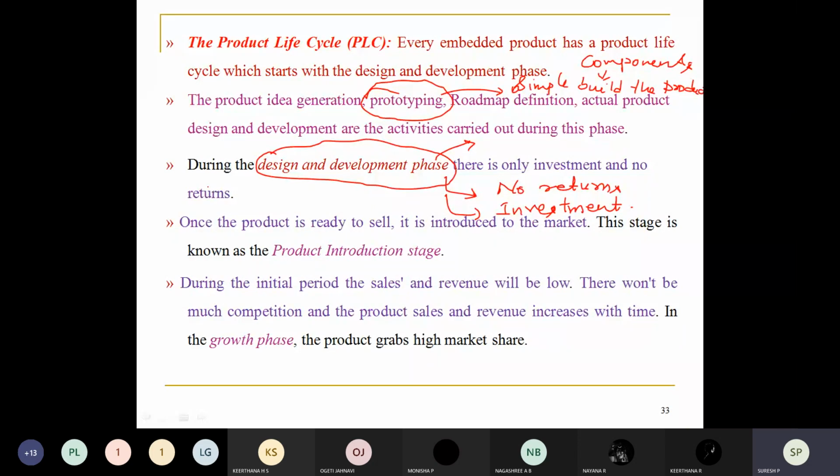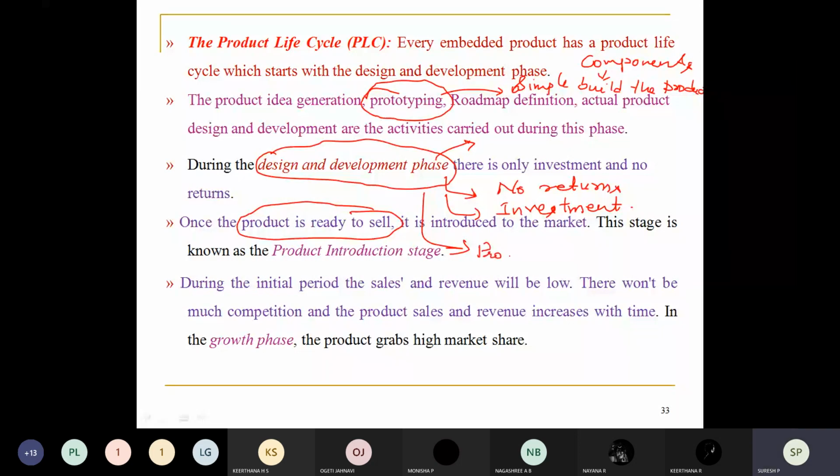So what is it when it hits the market? It is when the product is ready to sell. So you can see it here. Once the product is ready to sell, the product is introduced. That particular stage is called the production stage. So the second stage you are going to have is the production stage.